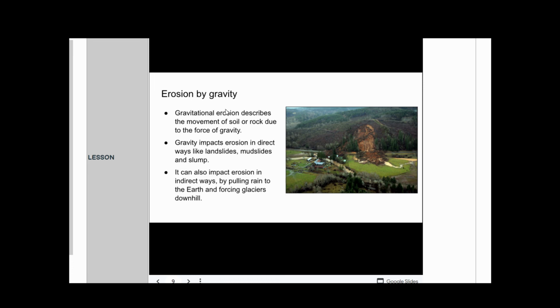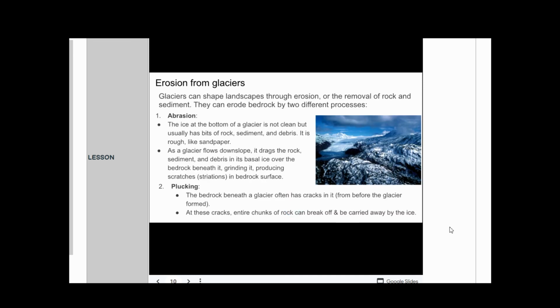So the first two bullet points here are the two you need. All right, erosion from glaciers. You should have information about abrasions already in your weathering notes, and glaciers are another one of those items that can cause weathering and erosion, and both of these, abrasion and plucking, can cause both weathering and erosion.